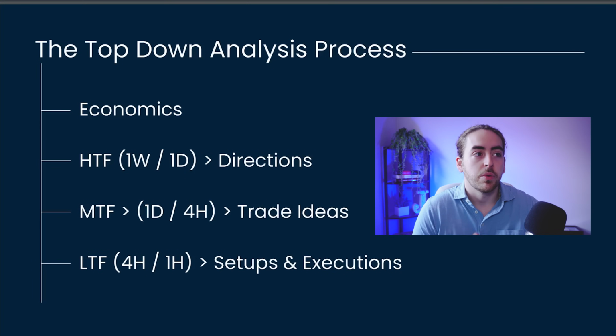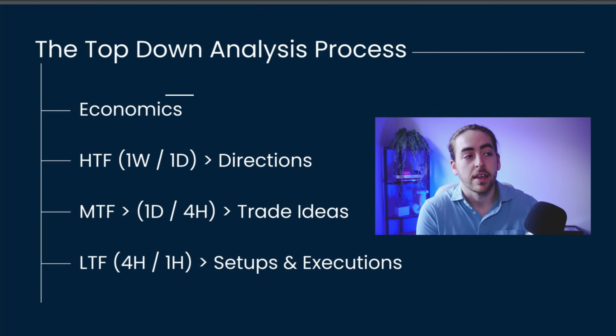So here is an example of what the top-down analysis process would look like. The ideal top-down process would start with economics, and then once we have a macro backing, an understanding of which of the currencies we're looking to trade or which of the assets is the strongest and the weakest, that will be the first basis for our trade.